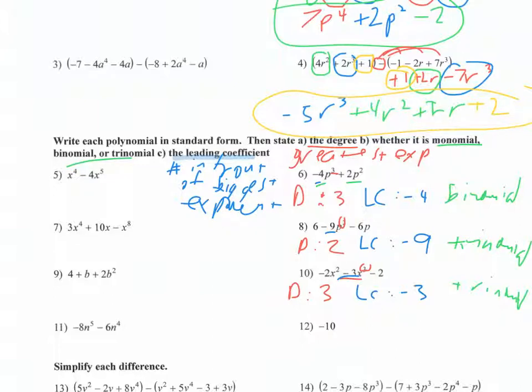All right, next up, number 12. So this one actually has no exponent, so whenever it has no exponent, it's degree of 0, because there's really 0 exponents. The leading coefficient would be negative 10, since negative 10 is kind of the only number there. And then this is definitely a monomial.